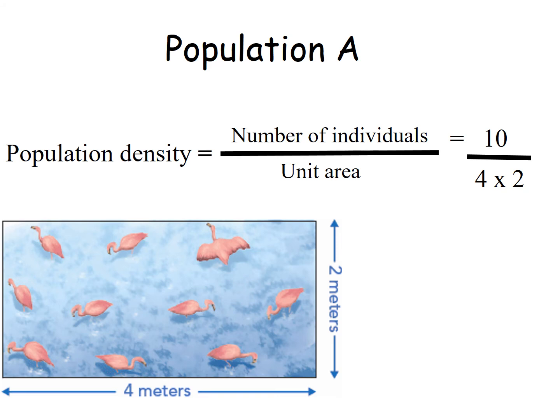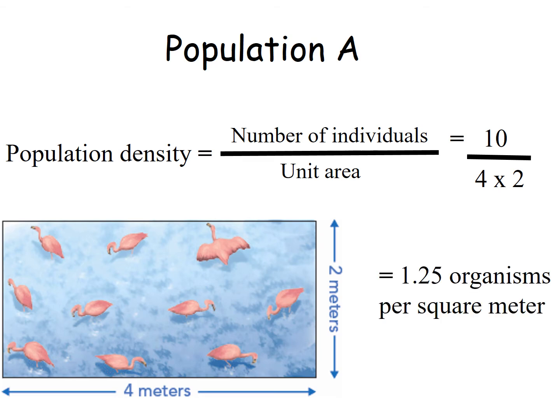Next, we do the division. So it's time for math. Hopefully you won't need a calculator, but it's roughly 1.25 organisms per square meter. Can you have a quarter of an organism? Well, no, this is just an average, because organisms are coming into an area and leaving an area. They don't just stay there the whole time.